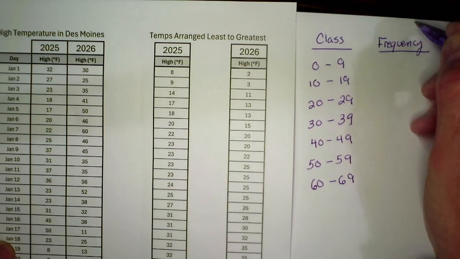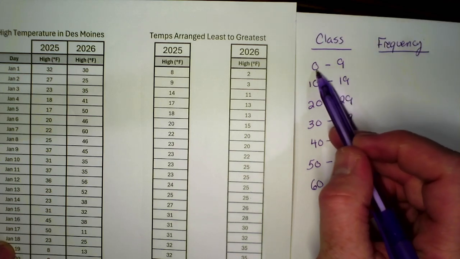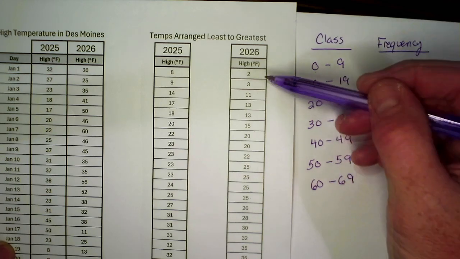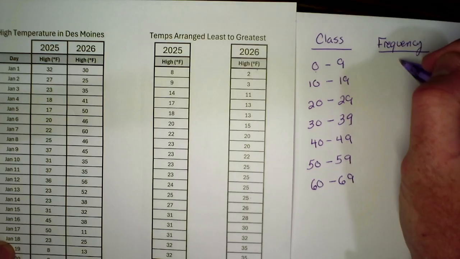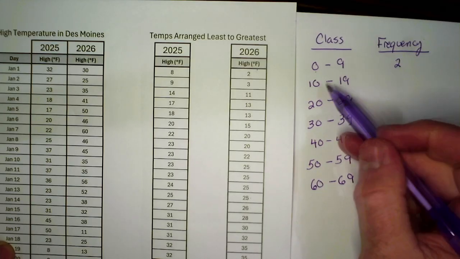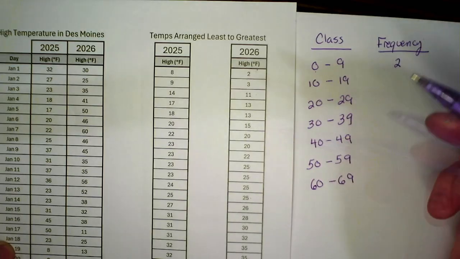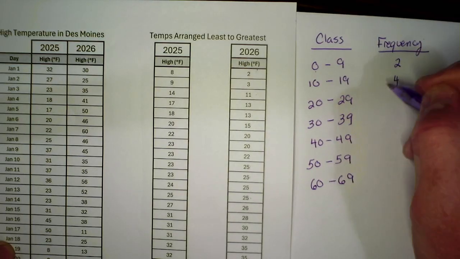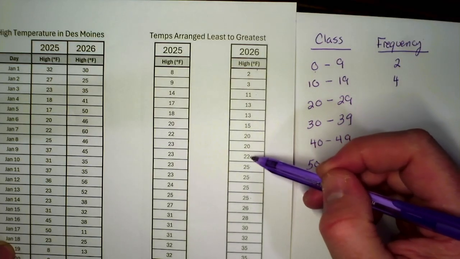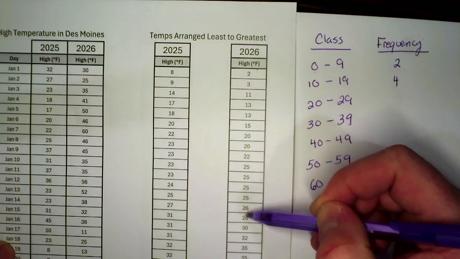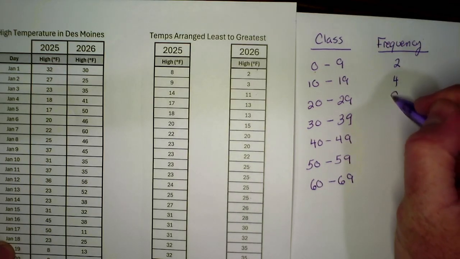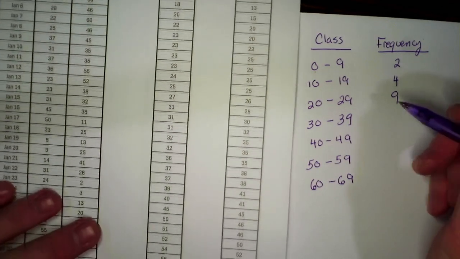How many days was the high temperature from 0 to 9? Well, we can see there were 2 days in the single digits there. How many days were in the teens or the tens? 1, 2, 3, 4 days there. And then in the 20s, 1, 2, 3, 4, 5, 6, 7, 8, 9 days there. That's a lot more. And so on.